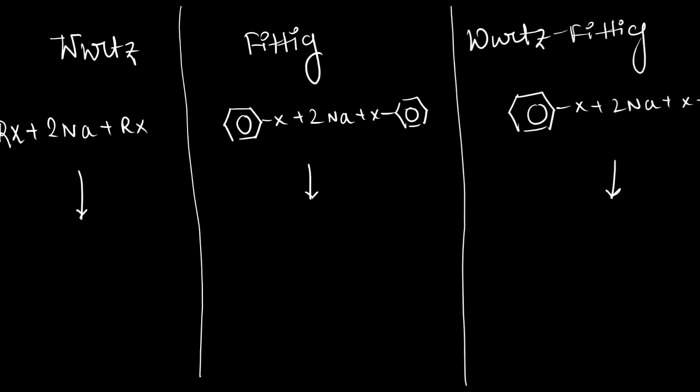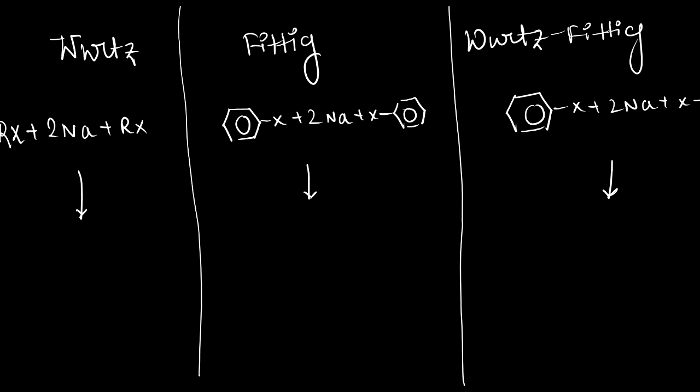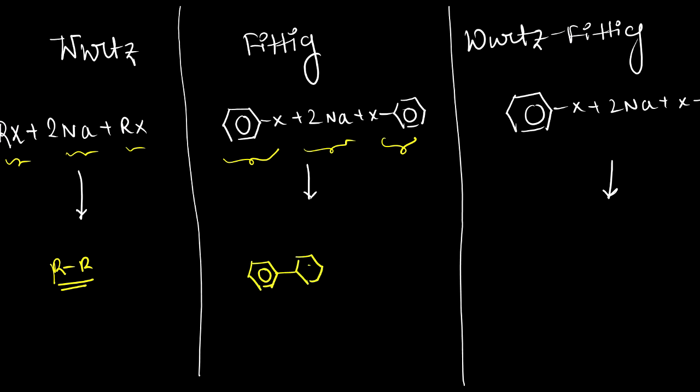Next we have three types of reaction: the Wurtz reaction, the Fittig reaction and the Wurtz-Fittig reaction. In the first case, we are using alkyl halide and sodium. Two alkyl parts will get attached and there will be formation of alkane. This is the reaction of haloalkane. In the Fittig reaction, we take an aromatic halide, sodium and another aromatic halide. Two aromatic halides will get attached and give you the corresponding product.